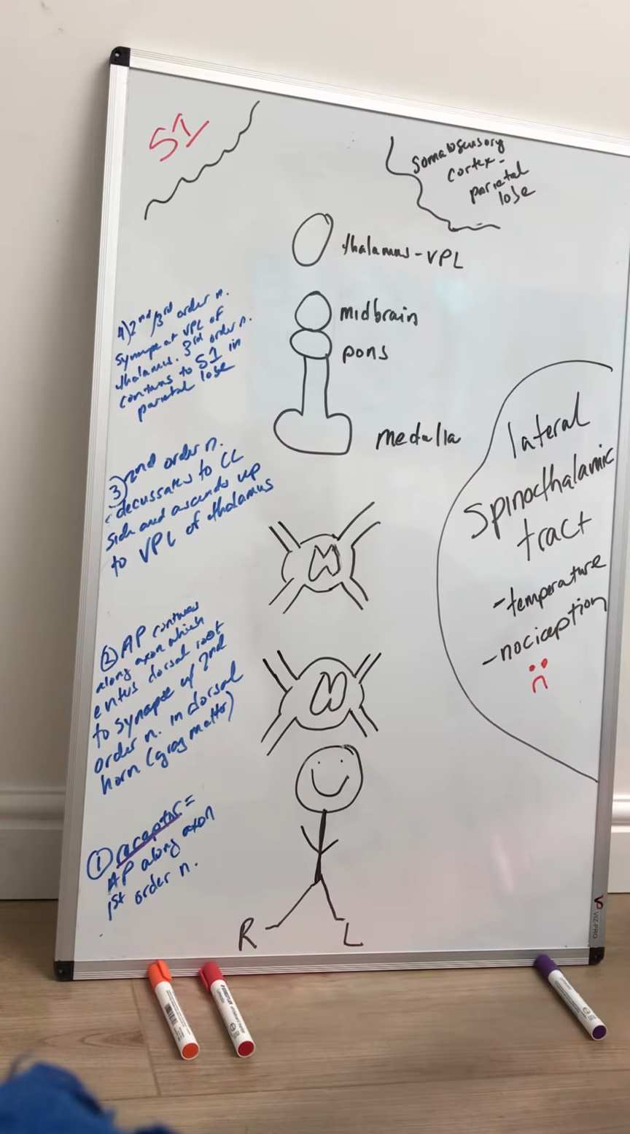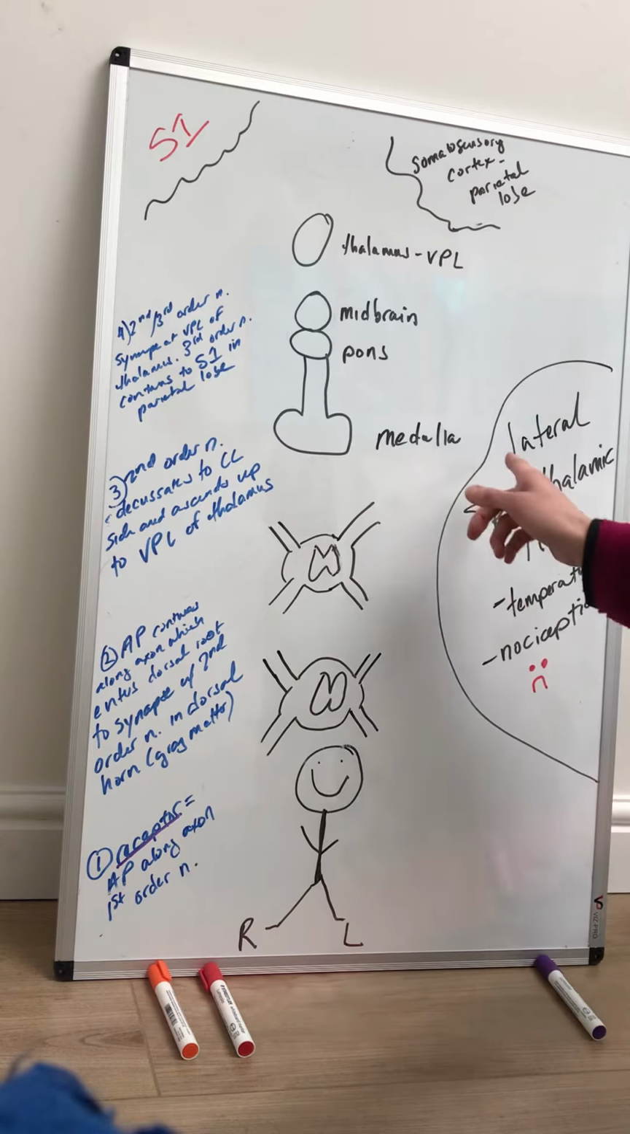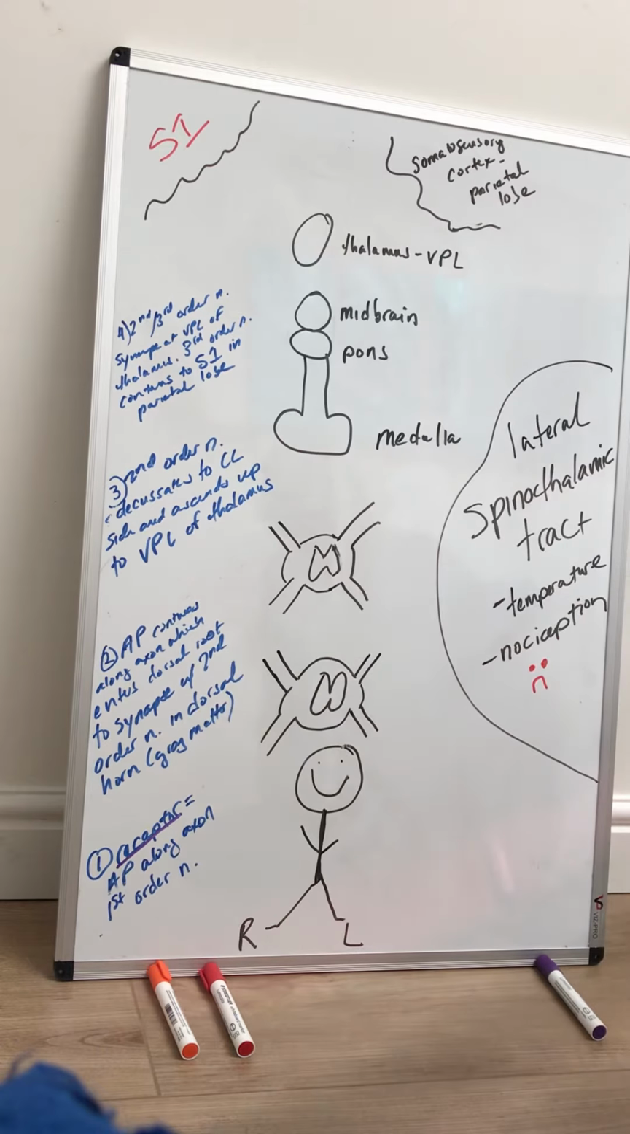So this again is going to be a three-order neuron pathway. It's very similar to what you learned about in the dorsal column medial lemniscus, except for one big difference. And the big difference is the decussation point. This particular pathway does not decussate at the medulla. This particular pathway actually decussates in the spinal cord. Other than that, it's very similar to what you learned before.